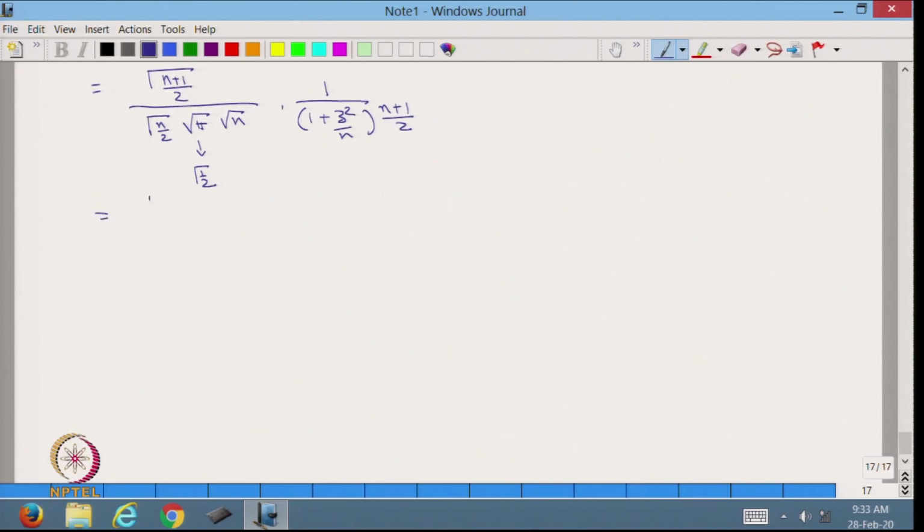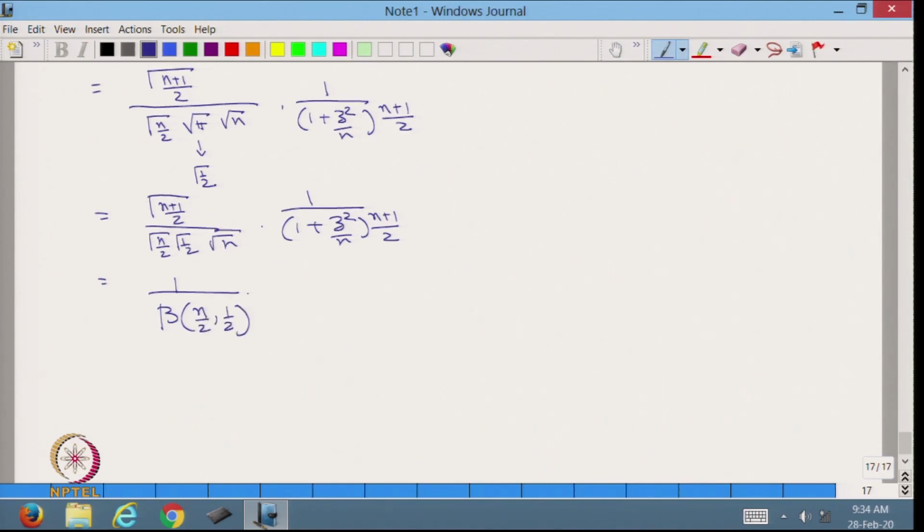Is equal to Gamma((n+1)/2) upon Gamma(n/2) Gamma(1/2) times square root of n, into 1 upon (1 + z^2/n) to the power (n+1)/2, which is equal to 1 upon Beta(n/2, 1/2) root n, 1 upon (1 + z^2/n) whole to the power (n+1)/2.